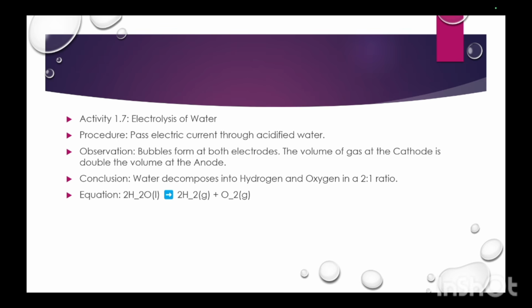Remember where the hydrogen will go. Hydrogen by nature is H plus, and oxygen is negative by nature. So the hydrogen will go to the cathode and the oxygen will go to the anode, because opposite charges attract each other. Both are opposite in nature, so they will attract each other. The equation is 2H2O produces 2H2 plus O2.